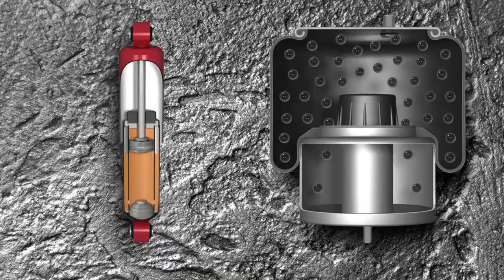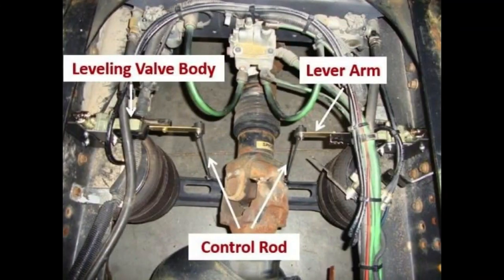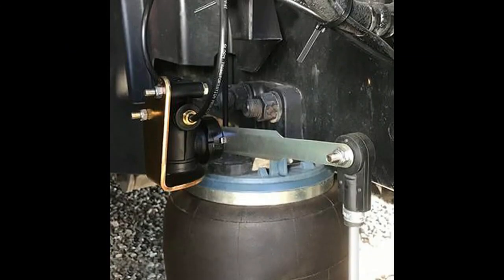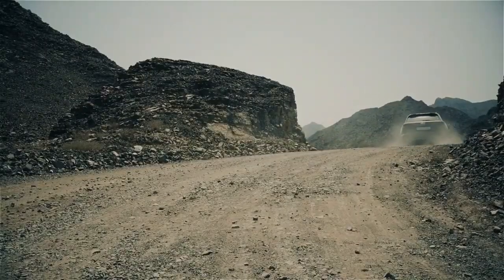Fifth is height control valve. The height control valve serves as a sensor that detects alterations in the height of the vehicle's axle relative to its frame. While these valves are often mechanical in nature, modern vehicles also incorporate electronic height control mechanisms. This system can also be referred to simply as HCV.